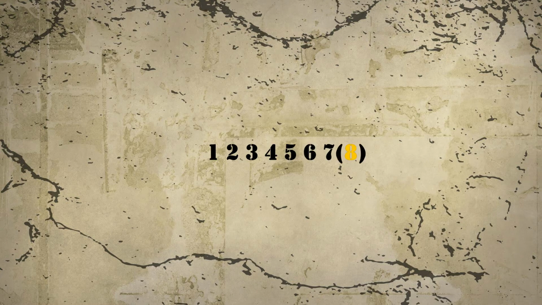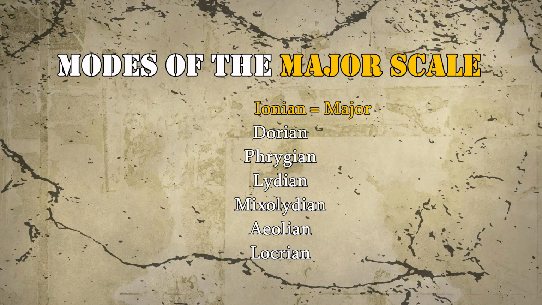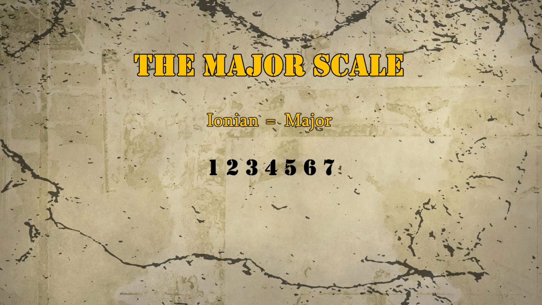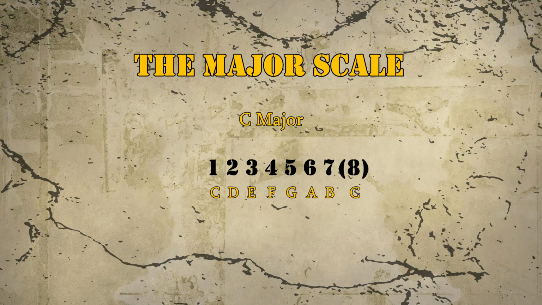The major scale is also known as the Ionian mode. This is the reference point for all our scales and modes. When we talk about raised or flattened notes or scale degrees, we mean that relative to the major scale. The major scale is our reference point when it comes to language around theory. In C major, for example, we have the notes C, D, E, F, G, A, B, and then C again.